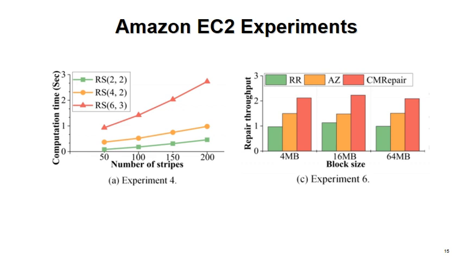To investigate how the block size affects CM repair, we use different block sizes and calculate the repair throughput. We find that with all techniques, the repair throughput is stable when the block size increases. Overall, CM repair improves the repair throughput by 97% to 115% and 38% to 15% compared to RR and AZ respectively.